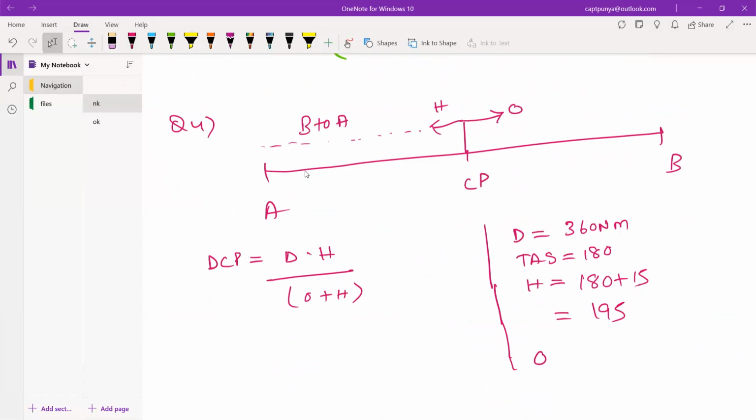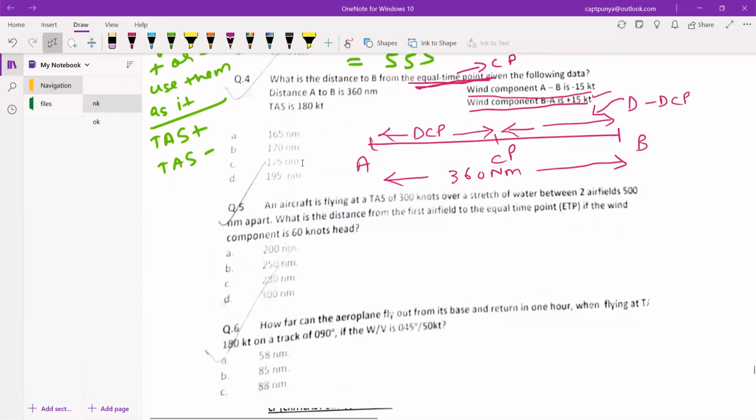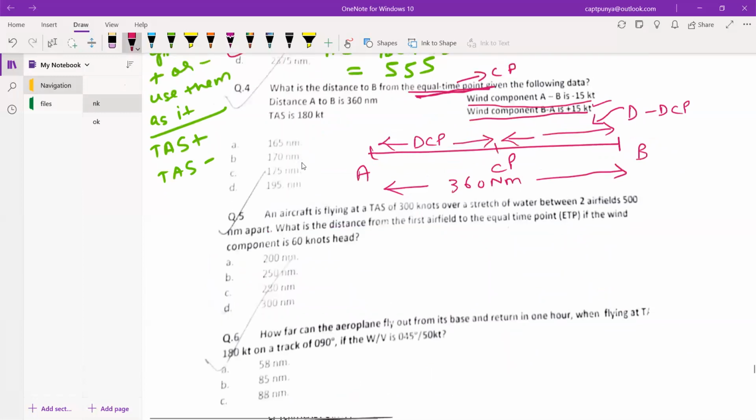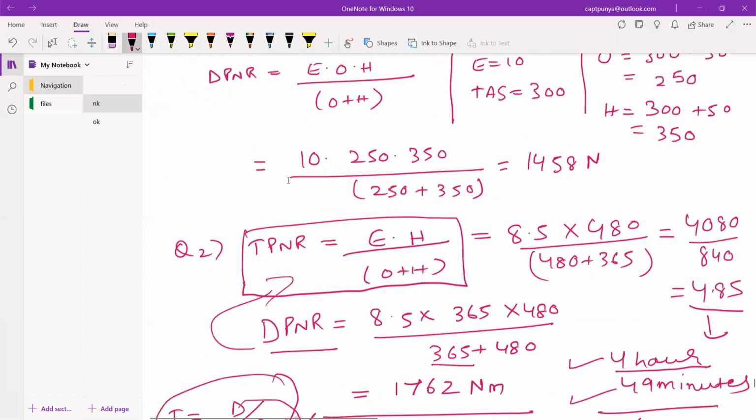To go outbound, we are flying on which leg? We are flying the leg A to B. And what is the wind on A to B? Have a look here. The wind from A to B is plus 15. It is plus 15.